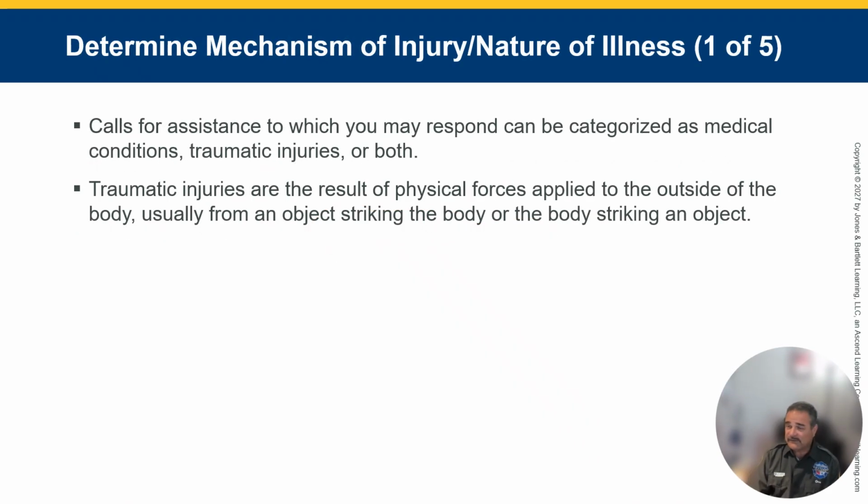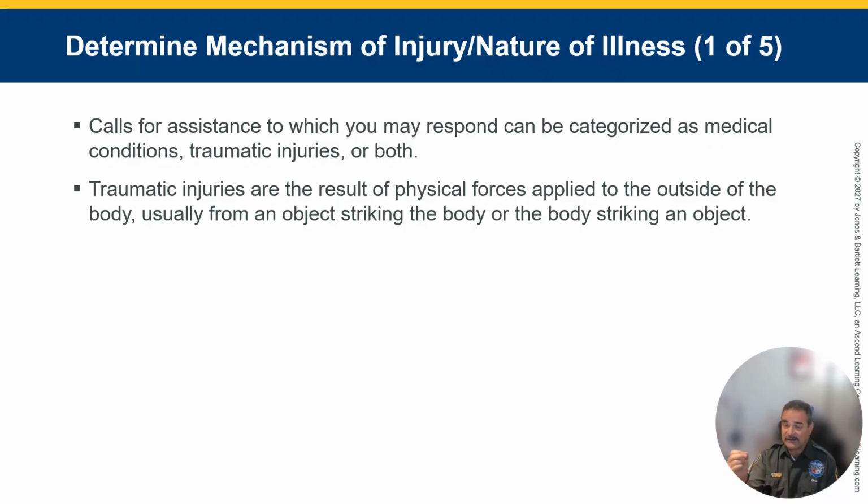Determine the mechanism of injury or nature of illness. What this means, MOI versus NOI. MOI, mechanism of injury, those are your trauma patients. NOI is nature of illness. You can have both of these at the same time.